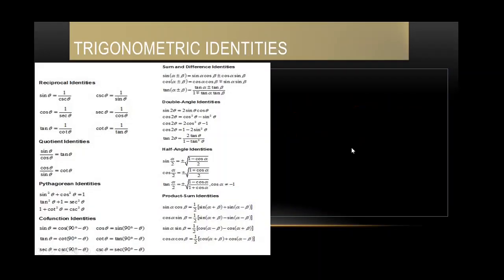So here are some trigonometric identities. For example, these are the reciprocal identities which we did. And here, as I told, sine by cos is equal to tan and cos by sine is equal to cot. And these are some identities called Pythagorean identities. These come straight out of the unit circle. You can check it out if you want.